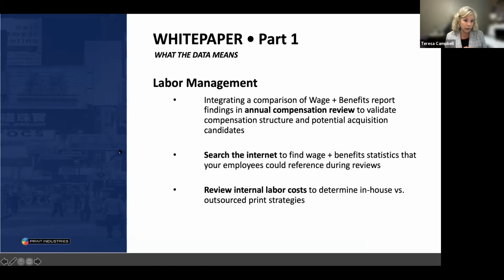Okay, so we're going to move into the white paper and what all of this data that we've gathered over the years means. I'm going to turn it over to you, Rick, and allow you to drive this portion of the presentation. Okay, thanks. You've got control of the PowerPoint though, so you're going to drive that, right? Yeah, you're going to have to tell me if I need to move to the next slide.